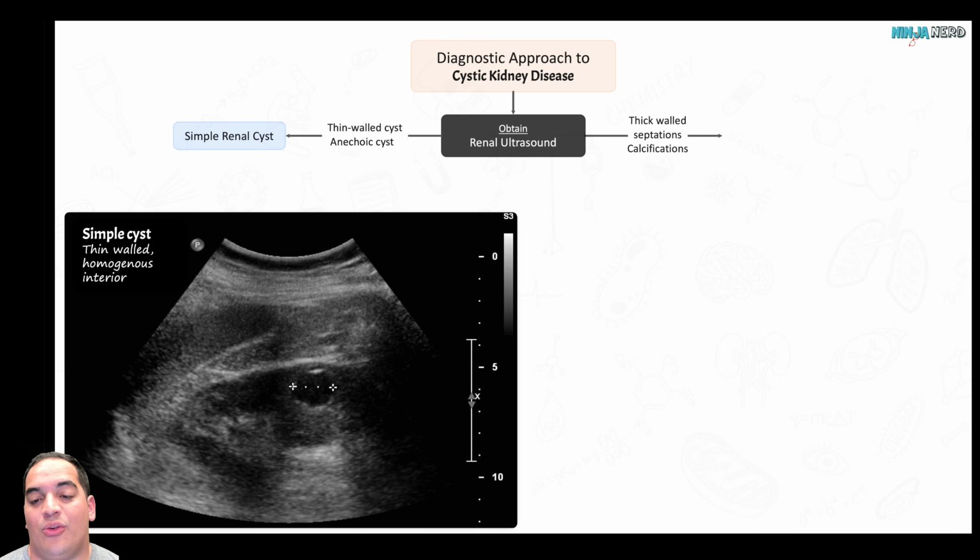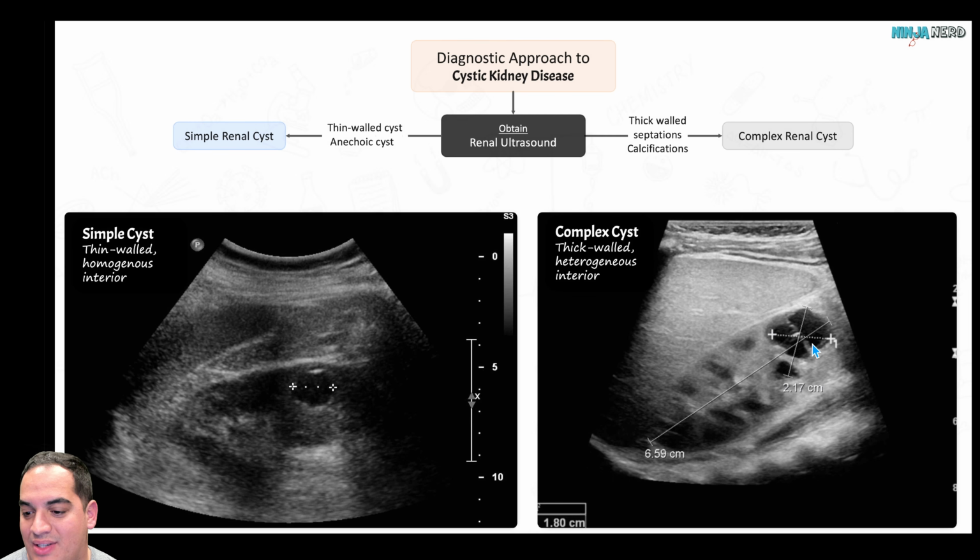Now, if I look at this other one and it looks thick-walled, it's got septations in it, it's calcified, I'm thinking about complex. And so this is what you'll see. This cyst here is thick-walled, it's got all these septations in it. It does appear to not have as much of a heterogeneous color, but this is very concerning. With this one, I got a thick wall, I got septations, I have a little bit of heterogeneity, and I'm definitely concerned and want to be on the alert for malignancy like a renal cell carcinoma.